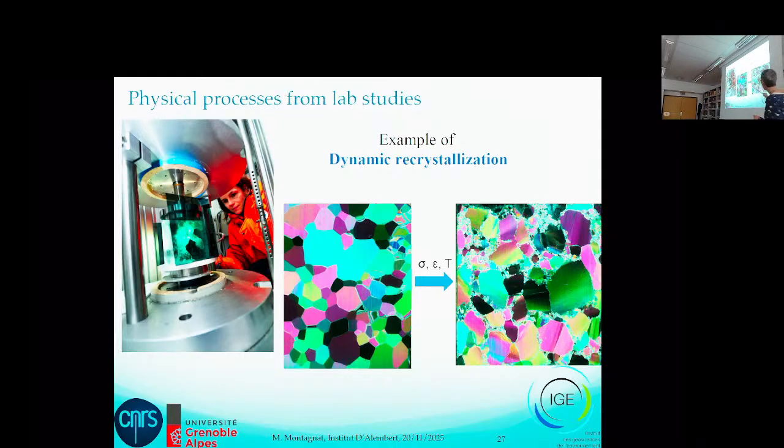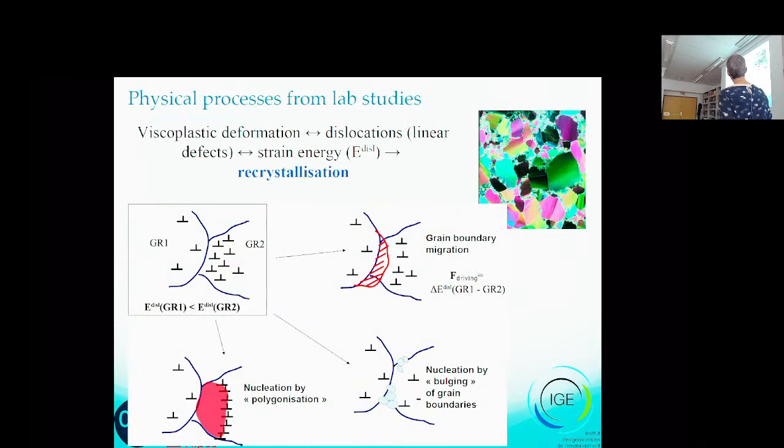And then we can see that when we go faster, we do have access to some very big changes in microstructure, like new small crystals that are being formed, lattice misorientation inside the grain, so all typical mechanisms of dynamic recrystallization. So for those who are not familiar with this type of mechanism, during viscoplastic deformation, deformation is occurring by dislocation creation and interaction. So those are linear defects that make the viscoplastic deformation possible. But those are defects, and therefore they accumulate some strain energy.